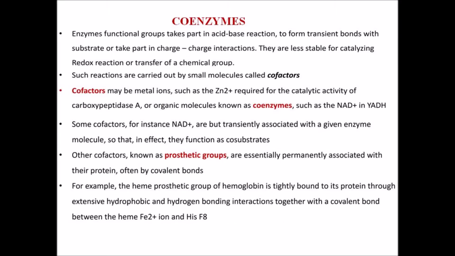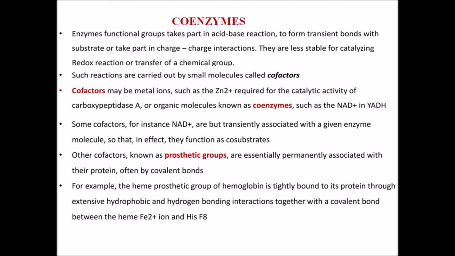Next is coenzyme. Enzyme functional groups take part in acid-base reactions to form transient bonds with the substrate or take part in charge-charge interactions. They are less suited for catalyzing redox reactions or transfer of a chemical group. Such reactions are carried out by small molecules called cofactors. Cofactors may be metal ions such as Zn2+ required for the catalytic activity of carboxypeptidase A, or organic molecules known as coenzymes such as NAD+ in YADH.